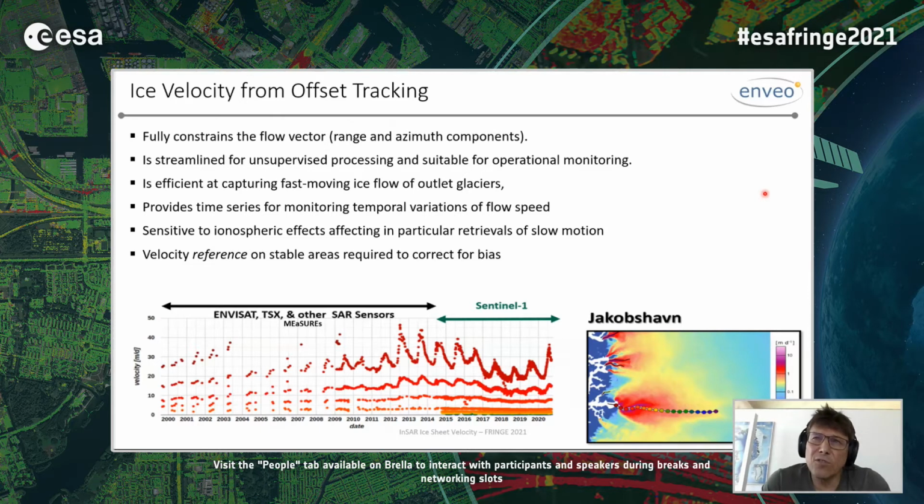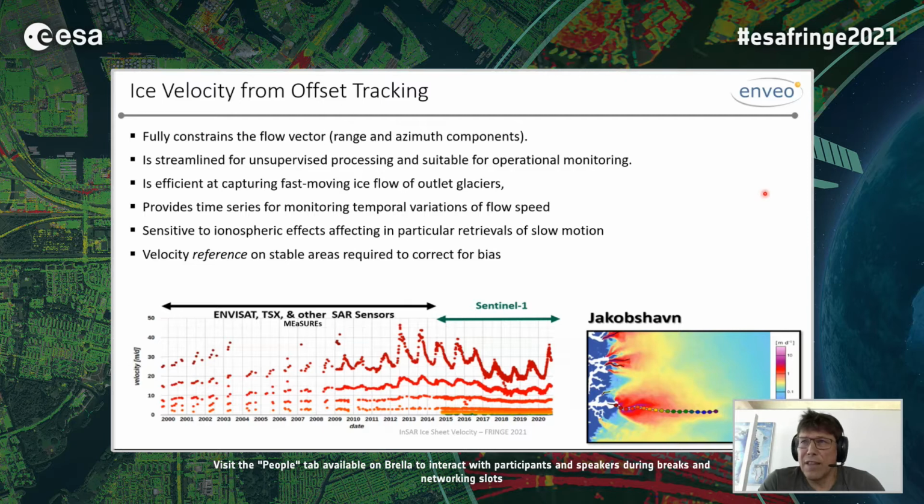This product has also some issues. It is quite sensitive to ionospheric effects, especially ionospheric streaks, and they affect in particular the retrieval in the slow motion areas. Also, we need a kind of reference for calibrating the velocity. Here we are using stable areas, primarily at the boundaries of Greenland, where there are rock outcrops and so on. Now, this is, of course, a special issue when we have long tracks which are not connected to the boundary.